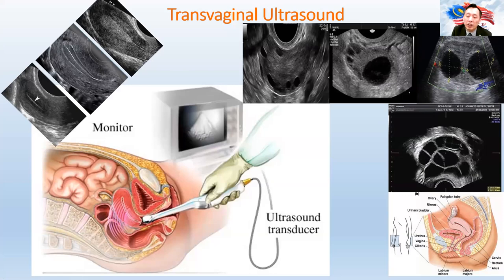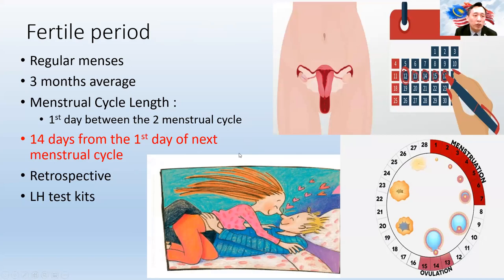So how do you calculate a fertile period? First of all, your period must be regular. You take a 3-month average. The first day between the two menstrual cycles is your menstrual cycle length. So you minus 14 days from the first day of your menstrual cycle, then you will get your ovulation date. So normally it's retrospective.